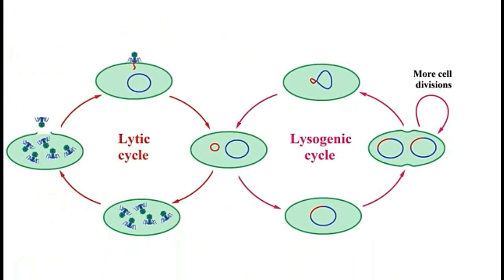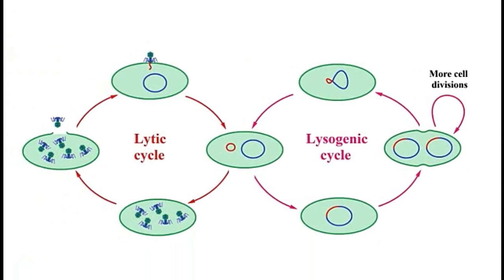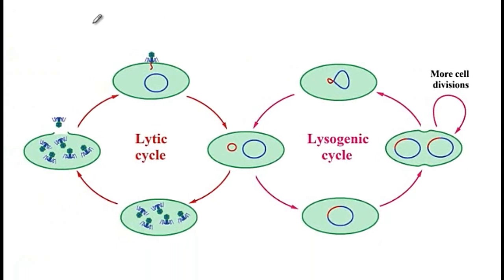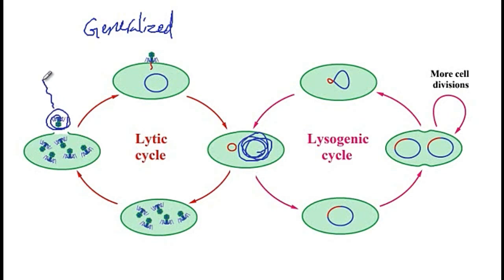And here is an example of transduction. So there are two forms of transduction. One is called generalized transduction. So in the lytic phase, when the virus infects the bacterium and new viruses are formed, some of the bacterial DNA may be incorporated in one of the viruses. And when this virus infects a new bacterium, this DNA could be incorporated into those cells.